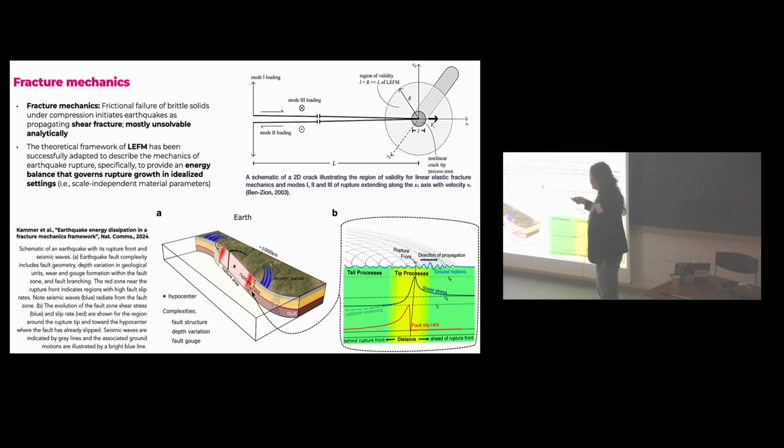detail later on. So there's a recent community review perspective by David Kammer. Many of the people here were co-authors that explains how earthquake energy dissipation and the earthquake energy budget can be described in a fracture mechanics framework. This is just one figure from there, where you can see all of these interesting processes, what happens at the rupture tip, what happens at the tail, how does this relate to the seismic waves being radiated and the energy being consumed during earthquake rupture.